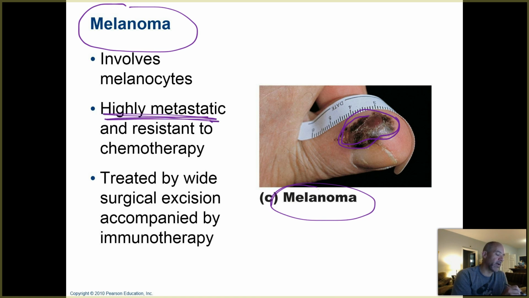They spread easily. And unfortunately, one of the worst things about melanoma is that a lot of the chemotherapy drugs we have for cancer don't work on melanoma very well. It's very, very difficult to treat. So they can cut them out by surgery.